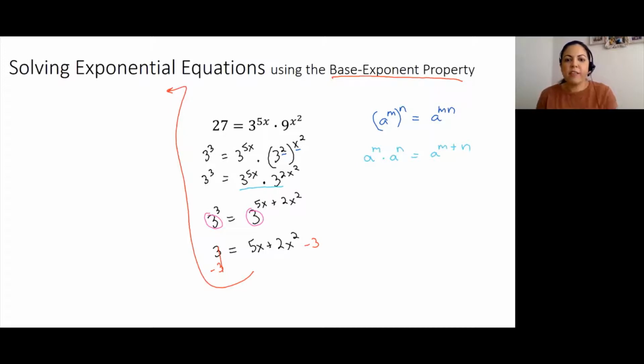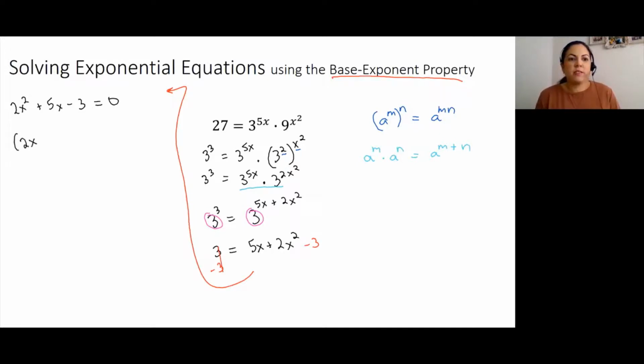So now I'm going to write this right-hand side in standard form. I'm going to have 2x squared plus 5x minus 3 equals 0. And we want to solve that by factoring, hopefully, if it factors, or we want to use the quadratic formula. There's a lot of different methods that you can use to solve quadratic equations. I have a whole other video about that, so you can look for that one. But for right now, I'm going to factor this.